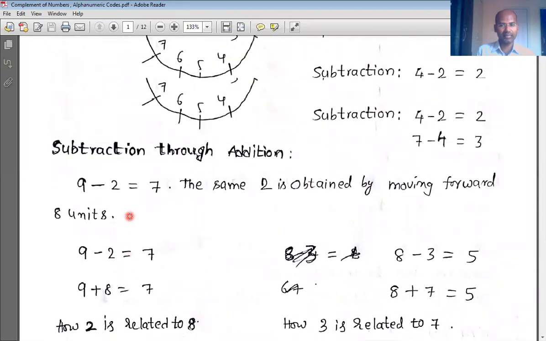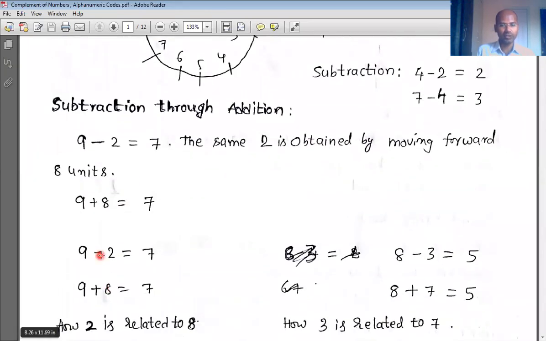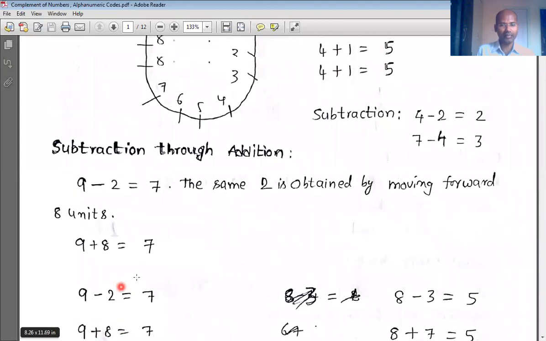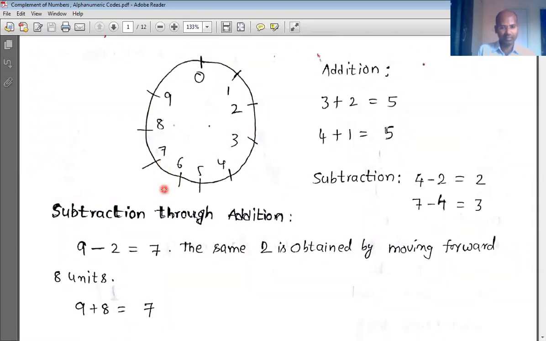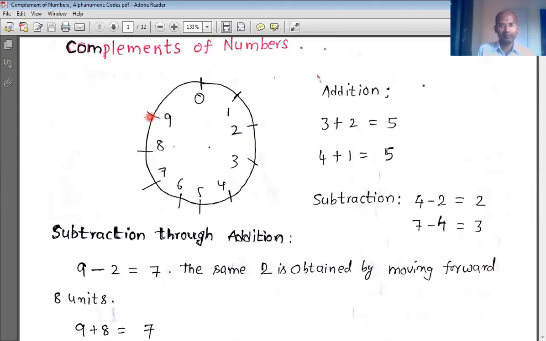Now let's consider this diagram, 9 minus 2. 9 minus 2, which is 7, right? 9 minus 2 means, right now we are here, taking 2 steps backwards, or taking this many steps forwards. 7 steps? Is it 7 or what? 8 steps. From 9, taking 2 steps backwards or 8 steps forward.